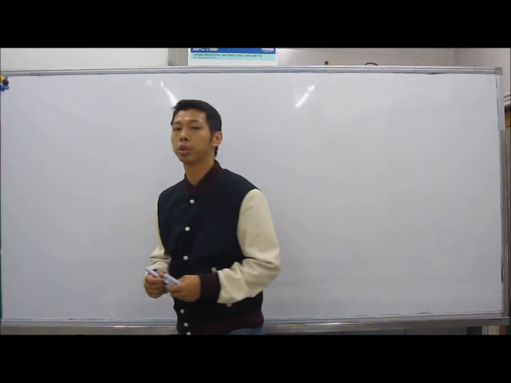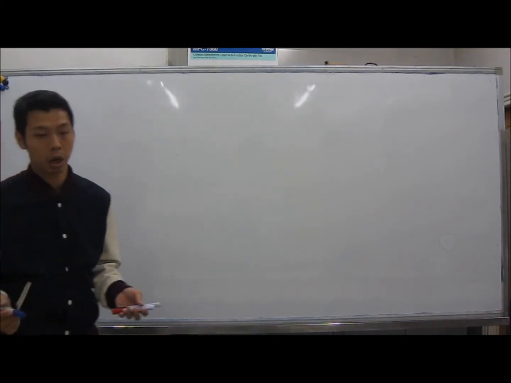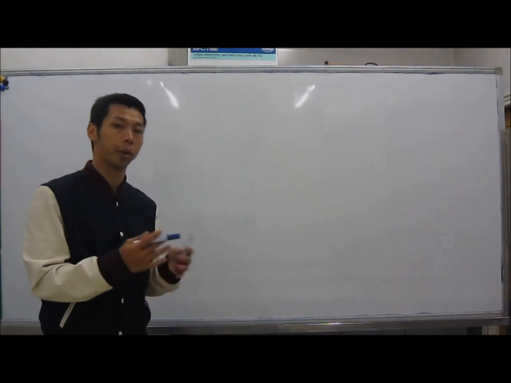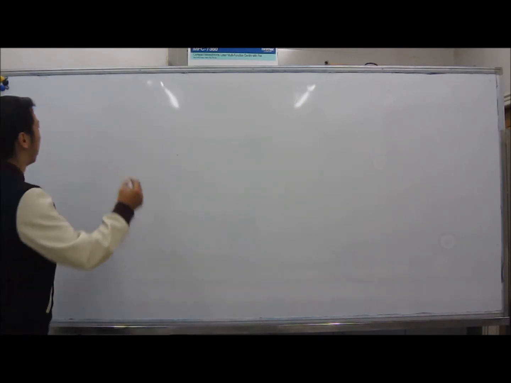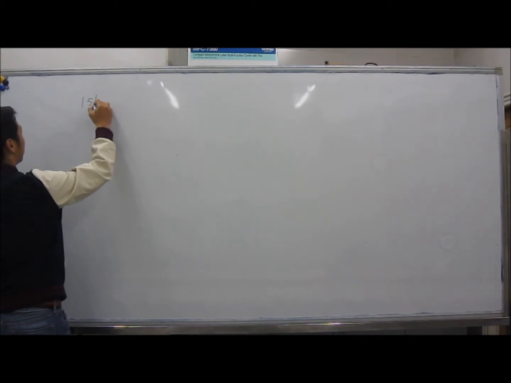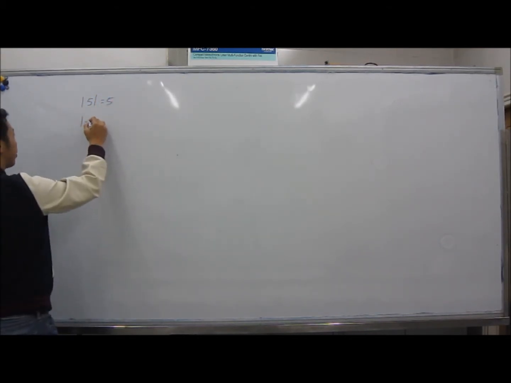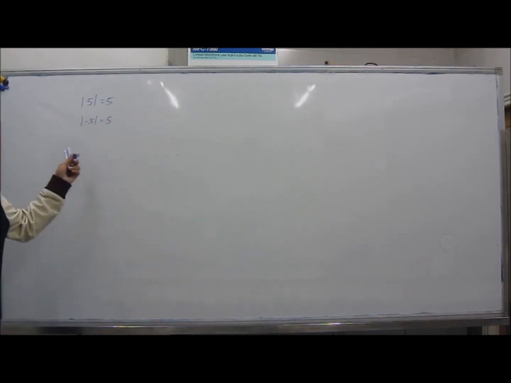This time we want to talk about absolute value. What is absolute value? That is, we change all the negative numbers to be positive, and positive numbers remain positive. For example, absolute value of 5 is equal to 5, and absolute value of negative 5 also equals 5. For this one, it's simple.